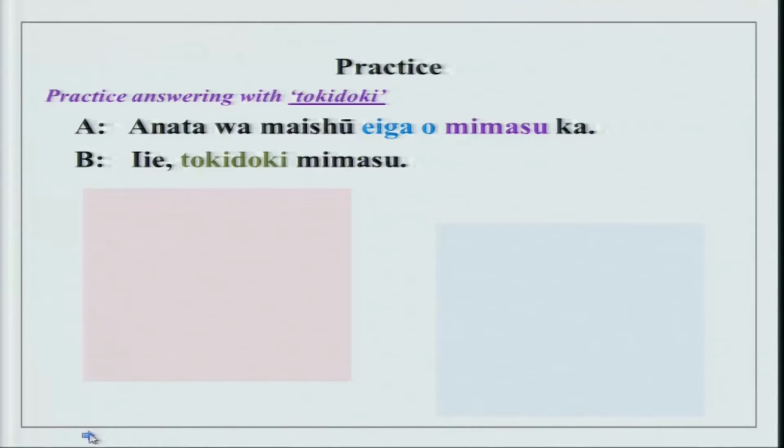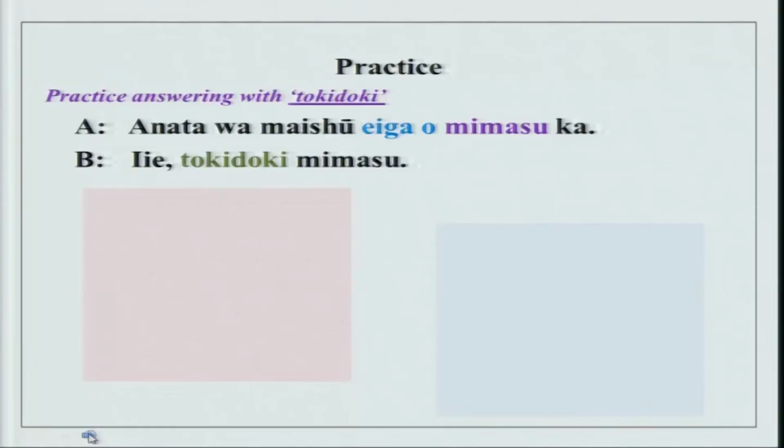Now, practice answering with tokidoki. Anata wa maishu eiga o mimasu ka? Maishu you have done means every week. Anata wa maishu eiga o mimasu ka? Iie, tokidoki mimasu. Tokidoki is sometimes. So, let us see.